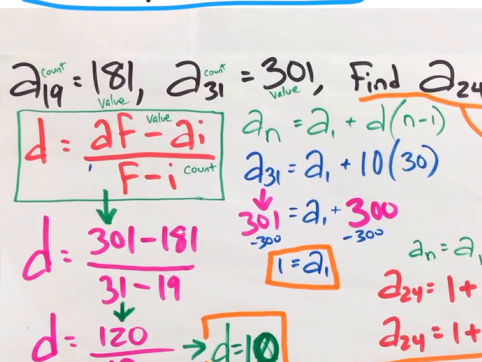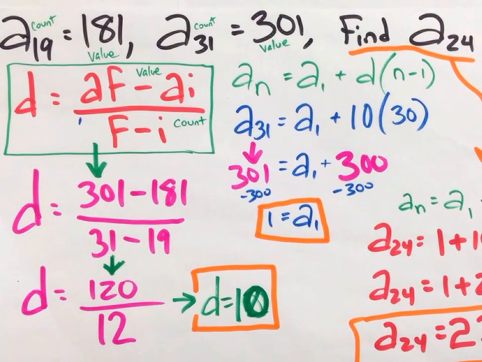Well, what you can do is you're going to pick either this information or this information. In this case, we're going to select a sub 19 equals 181. I lied. We're going to select a sub 31 equals 301, and we're going to plug the 31st term into our explicit equation formula. A sub 31 equals a sub 1 plus 10, which we just found out is our common difference, and we're going to multiply that by 30 because that's n minus 1.